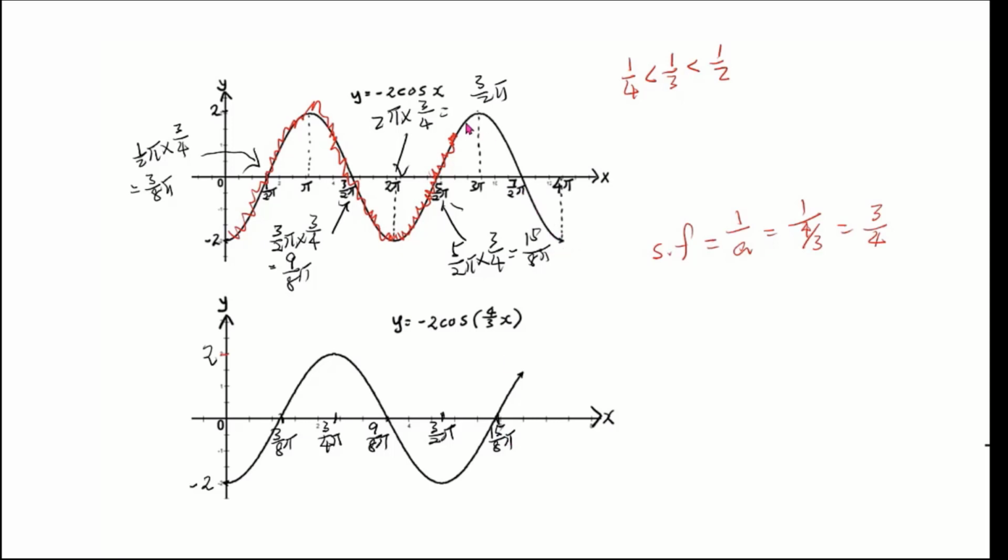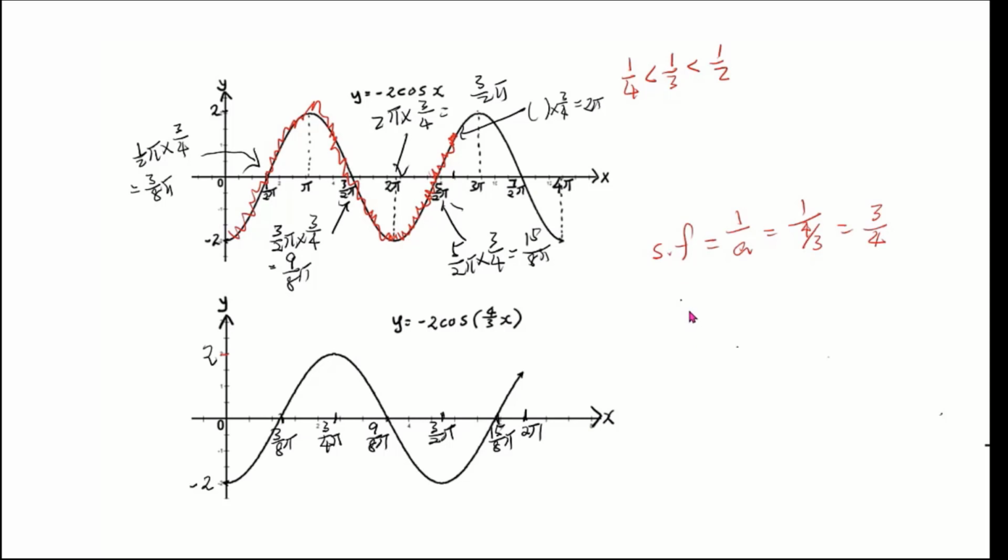Then the last point here, even though we don't know the initial value of x, after enlargement with the scale factor 3 over 4, for sure this value will go to 2 pi. So we label this one as 2 pi.